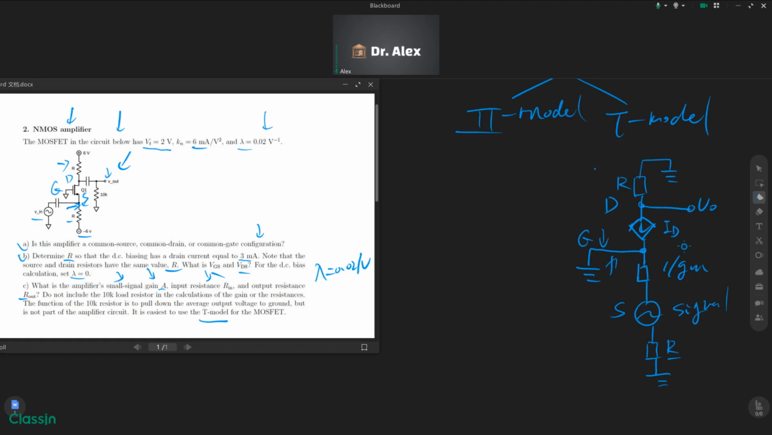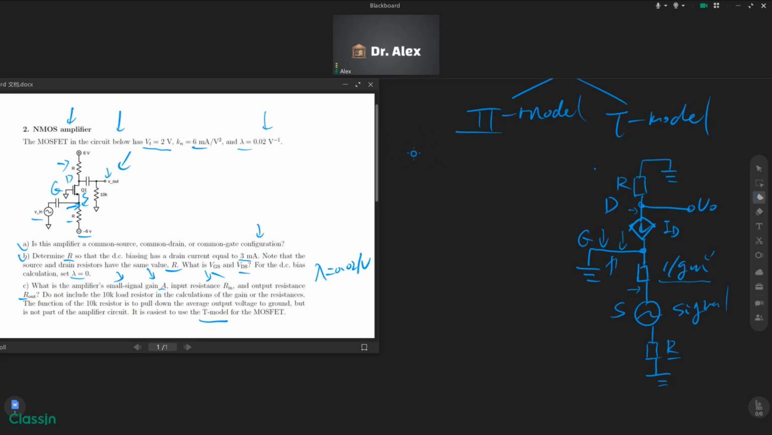Because you can see here, VGS divided by the transconductance reciprocal, the result is ID. So the current in the drain and in the source are the same, which means in this branch there's no current. So this equivalent circuit is our T model equivalent circuit. Be aware of this.